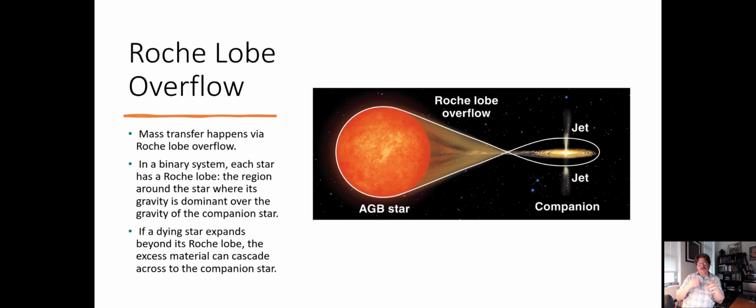As these stars evolve, one star evolves faster than the other one. One star may be more massive than the other one, and it evolves into a white dwarf. The other star will then evolve to the point that it's an asymptotic giant branch star, and the material will flow out along the Roche lobe and will dump onto the white dwarf.